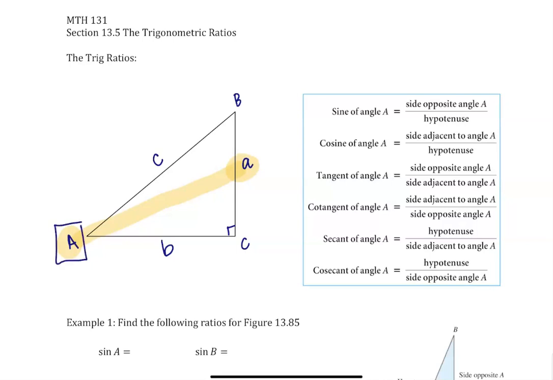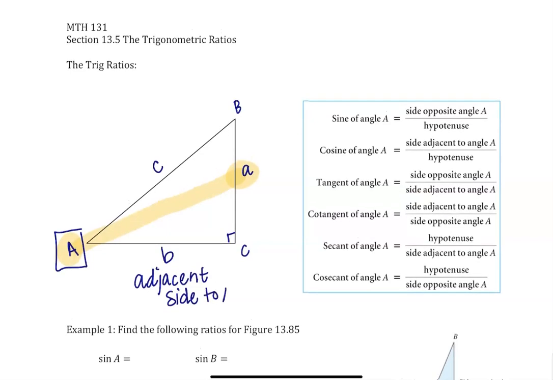Now, when we are given a particular angle of reference, let's say, for example, I wanted angle A as my reference angle. Then the side that's right next to it is the adjacent side. Adjacent means next to. And then the opposite side would be the side opposite angle A. And then the hypotenuse is always across from the 90-degree angle, and in a right triangle, it's always the longest side.